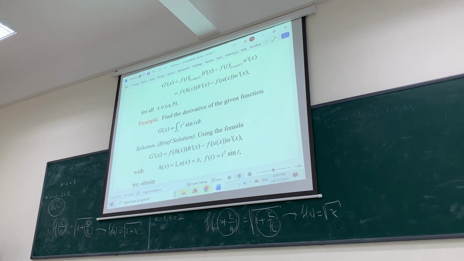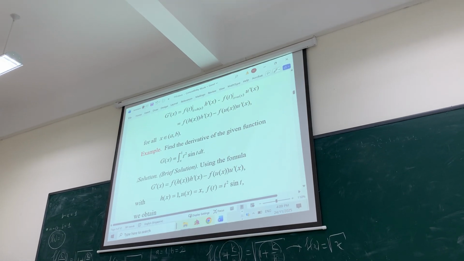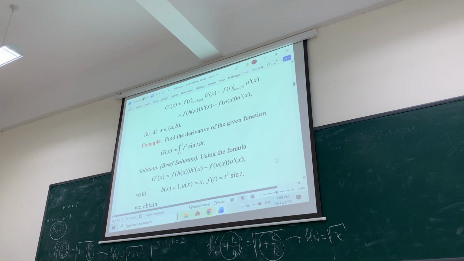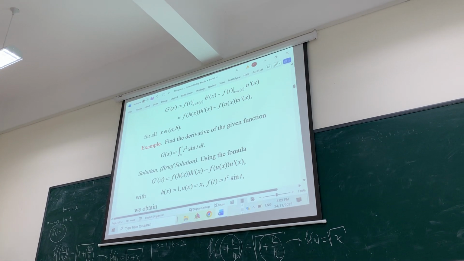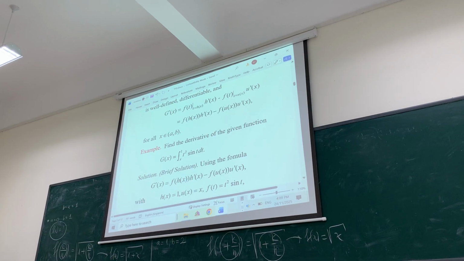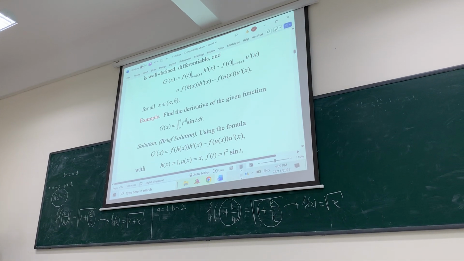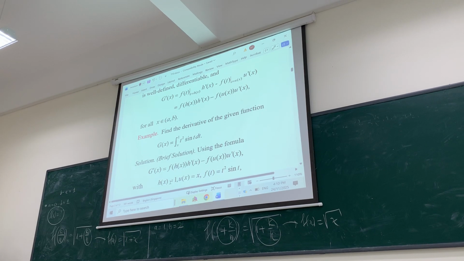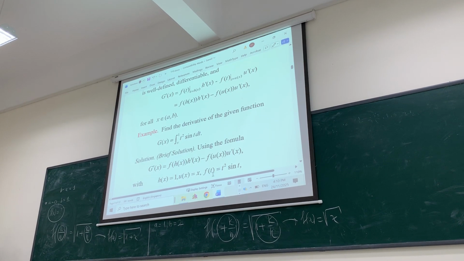Okay, I give you the brief solution. Now we use the formula for Z prime. From the equation, you can see the function f(t) is equal to t squared sin t. Okay?